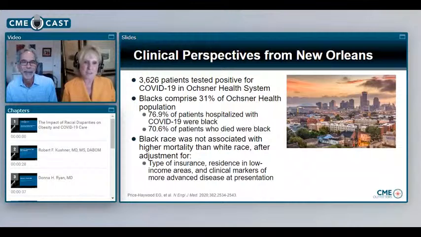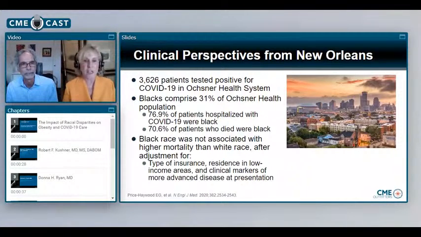There was a most interesting study published in the New England Journal of Medicine by Ebony Price Haygood, one of my colleagues at Tulane. And she looked at the Ochsner Health System. Now, the Ochsner Health System is our largest health system in the city, and African Americans or Blacks comprise about 31% of their patient load. There were 3,626 patients who tested positive for COVID-19 in that health system. And interestingly, 76.9% of patients hospitalized with COVID-19 were Black, compared to 31% of the overall population.